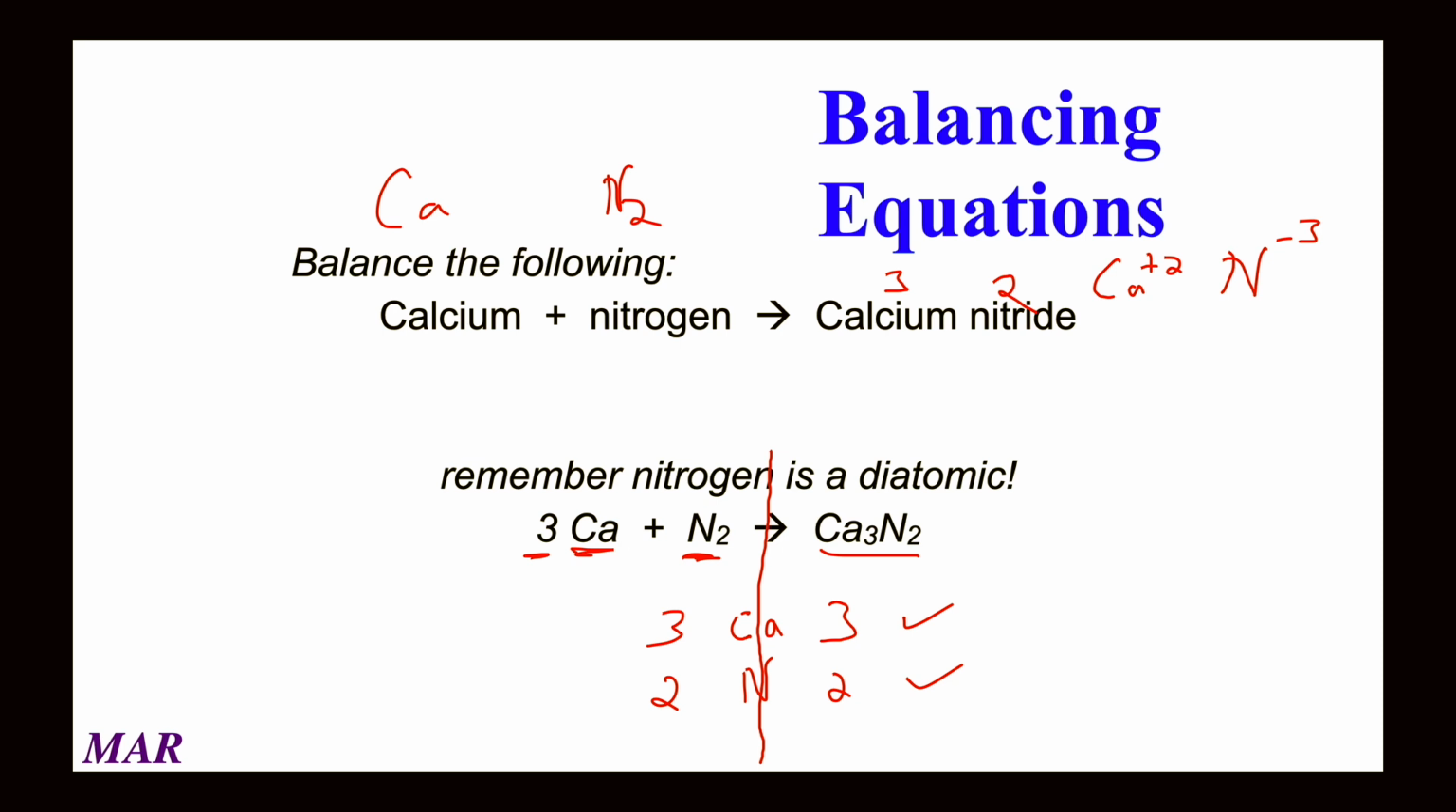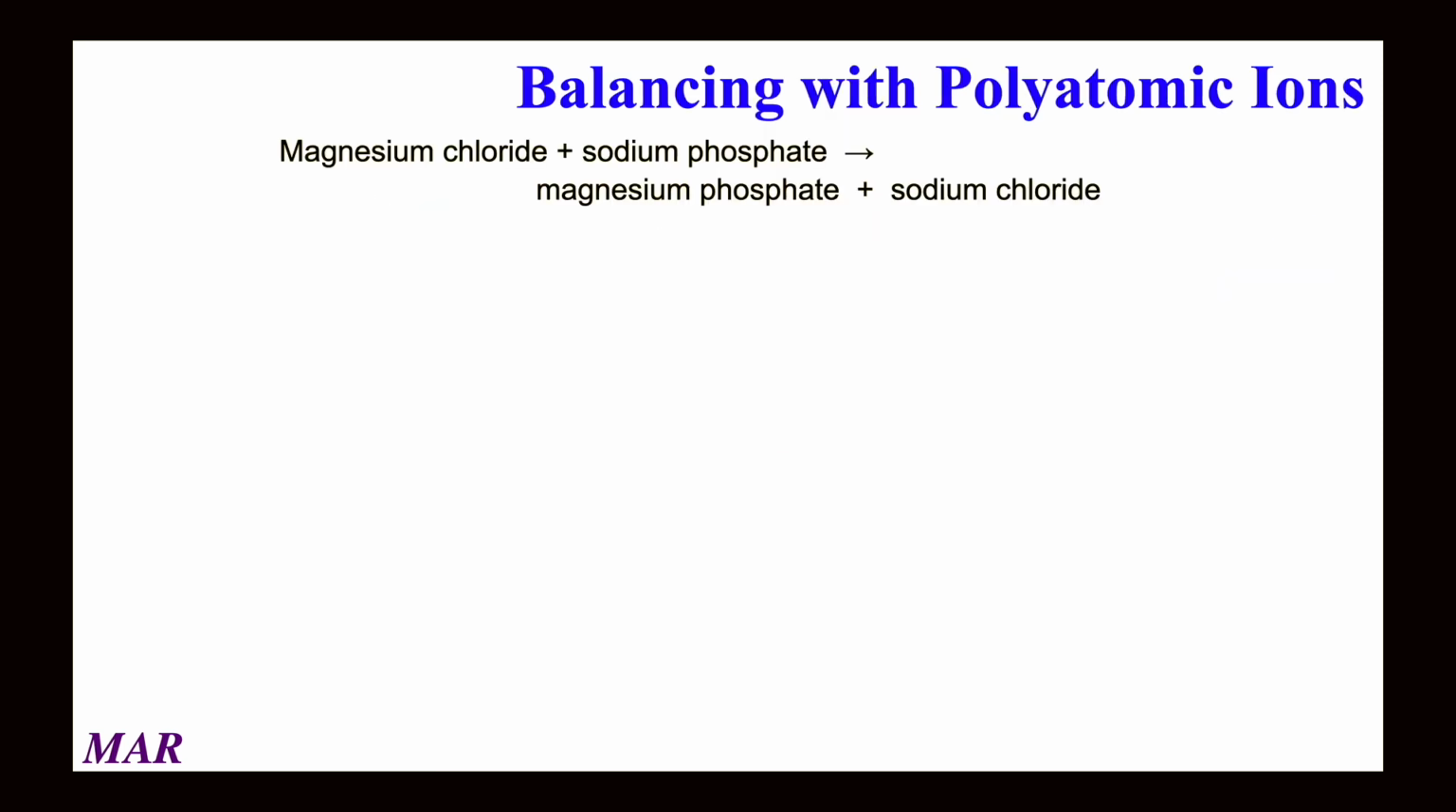If you're ever uncertain how to do these, I highly recommend you do this kind of test to make sure that it's working. Here's another example. This is an example with polyatomic ions. This is magnesium chloride and sodium phosphate, making magnesium phosphate and sodium chloride. Now, notice that phosphate is on both sides, and phosphate is one of the polyatomic ions.